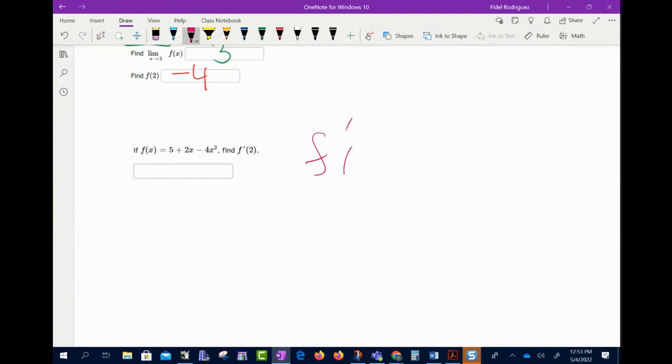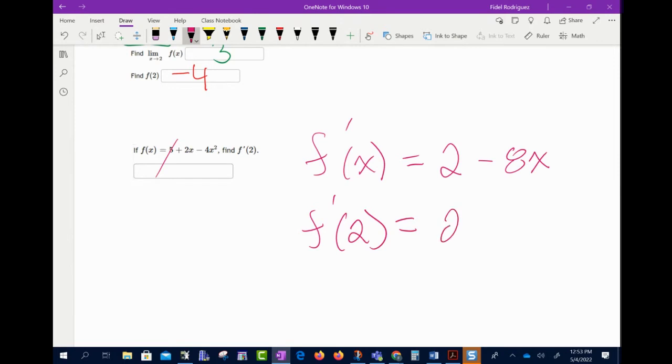Okay, so look, let's find f prime of x. So f prime of x: the derivative of 5 is 0, so that's going to go away. The derivative of 2x should just be 2. And the derivative of a minus 4x squared is negative 8x, right? Okay, so now we're going to find f prime at 2.